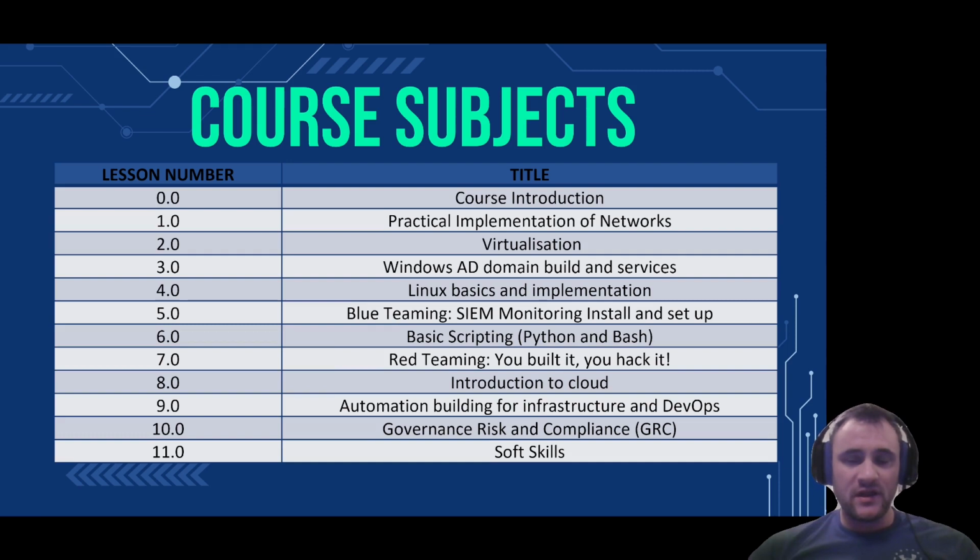Then we'll look at the practical network implementation. So that's talking about networking and subnetting and IP addressing, communications, three-way handshake, and all those good technical stuff. We're going to practically implement that using Cisco Packet Tracer and do some exercises.